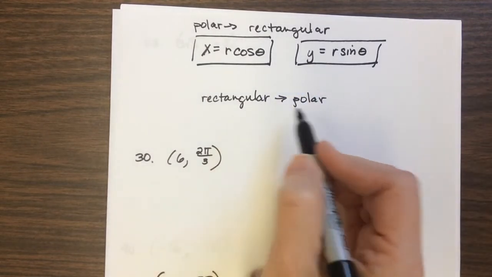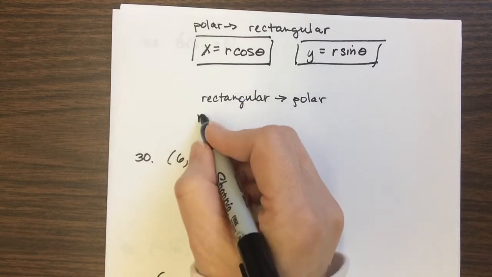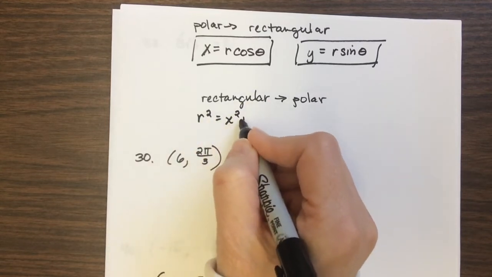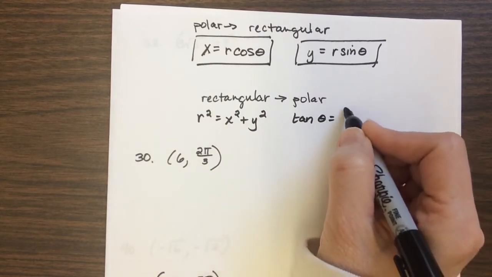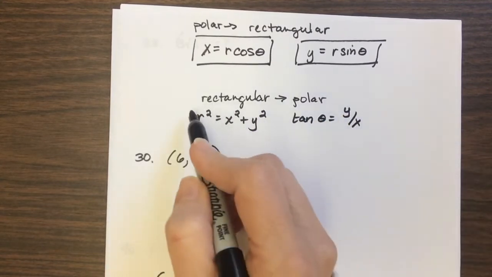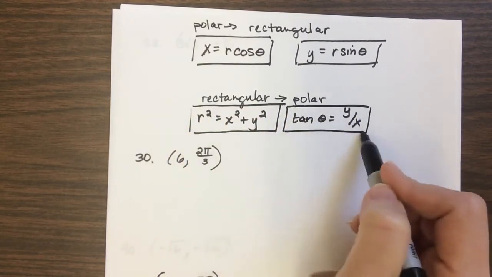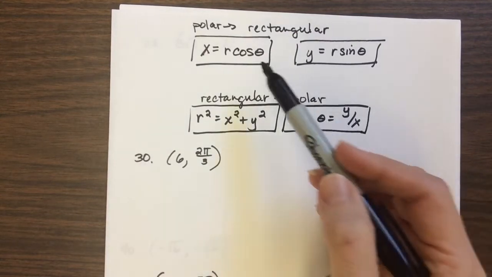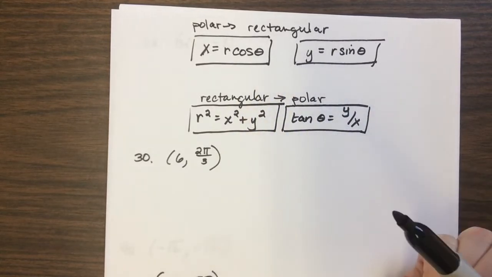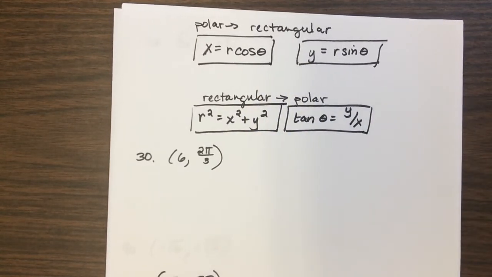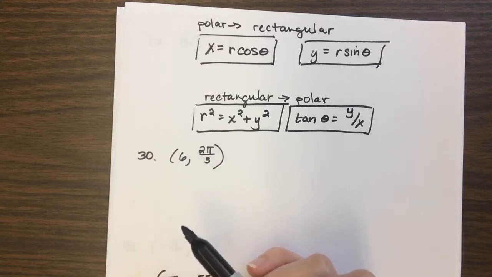Alright, and then if I'm going from rectangular to polar, then I know that r squared is going to equal x squared plus y squared, and that the tangent of theta is y over x. Alright, and so really everything we do in these next few sections is going to go back to this. Alright, so in number 30, for example, they ask me to convert the polar coordinates to rectangular coordinates.